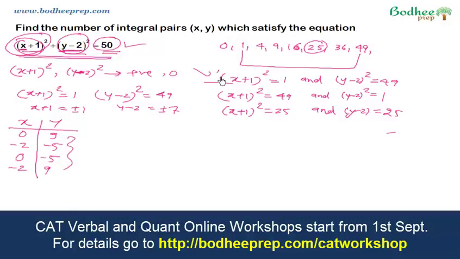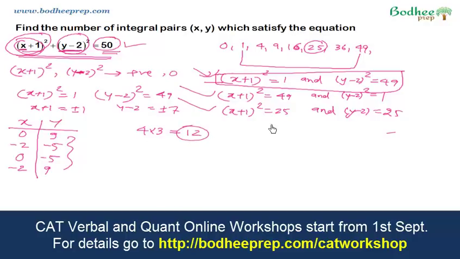So for each of these particular relations, we are getting four solutions. The same thing will happen for this expression as well as this expression. So the total solution is 4 into 3, that is 12, and that is the answer for this question.